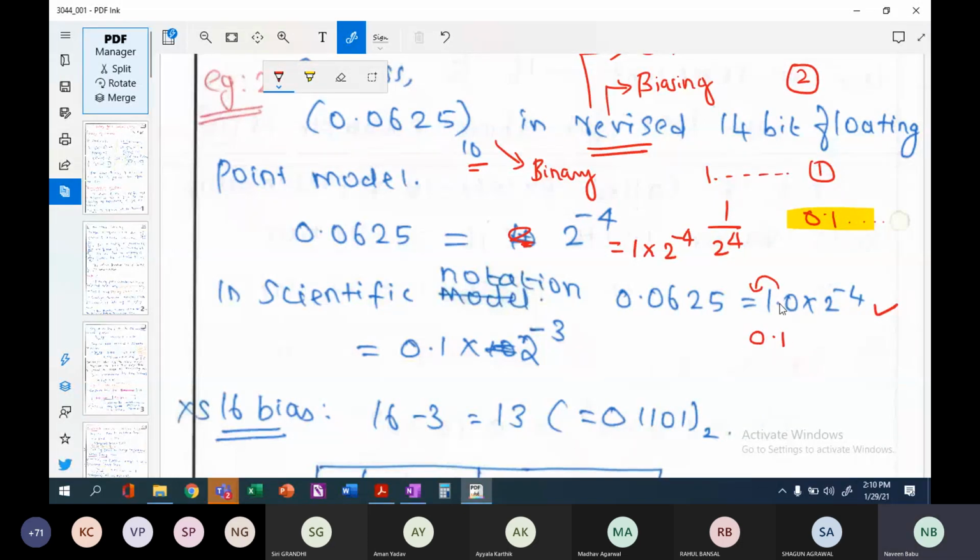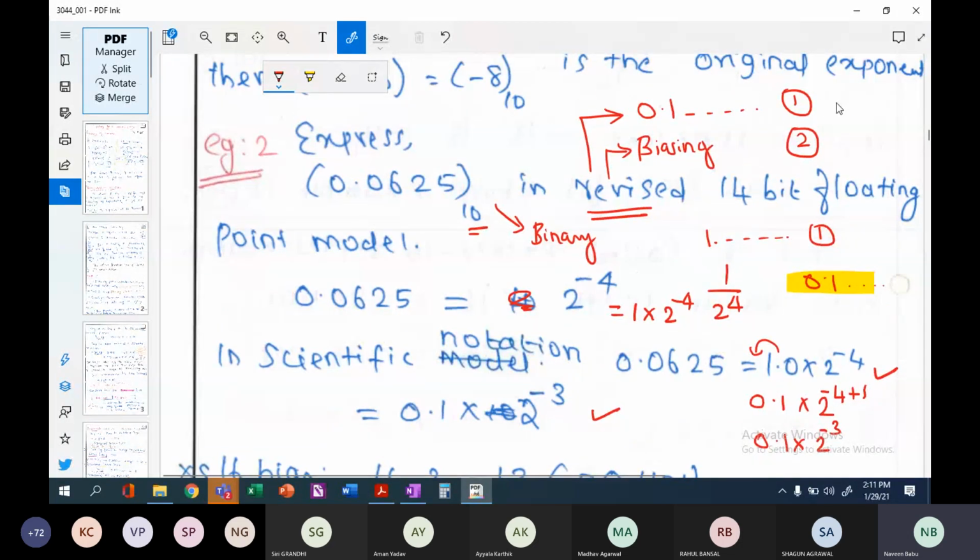Please note that if you are moving the decimal place to your left, add the number of decimal positions you have moved to the exponent value. So your exponent value now will become minus 4. You have moved 1 place to your left, so add 1 to it. So this becomes 0.1 into 2 power minus 3. So we got this one. Now, what does the revised floating model include? First thing we have done, that is we have represented it in terms of 0.1 something.